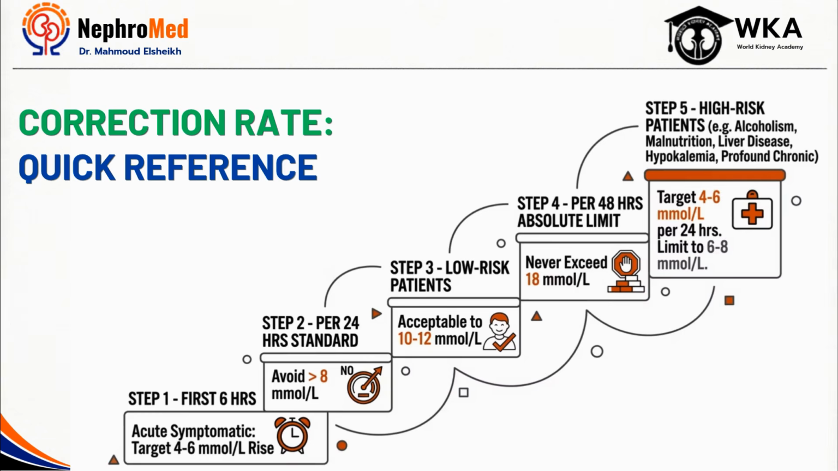And this is exactly where strategies like DDAVP clamp protocols become extremely valuable, because they may help prevent unpredictable water diuresis and dangerous overcorrection that could happen. So the key principle is simple: in hyponatremia, slow and controlled correction is usually safer than rapid normalization.